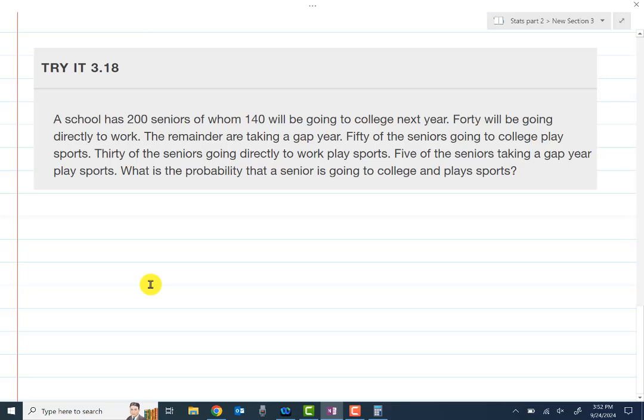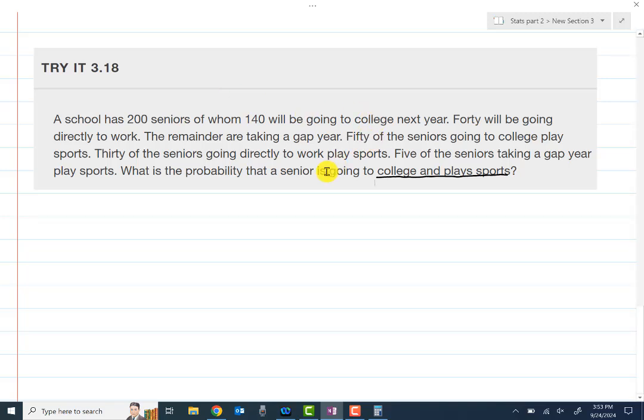Next example, a lot of the problems here you can do just by thinking them out, but nonetheless, I want to use some formulas to illustrate them. So what we're trying to find is the probability that a senior picked at random will play college or play sports. And they tell you all about their seniors. Out of the 200 seniors, 140 of them are going to college next year. 40 are going to work. And then the rest are taking a gap year. So that's 20 students taking a gap year.